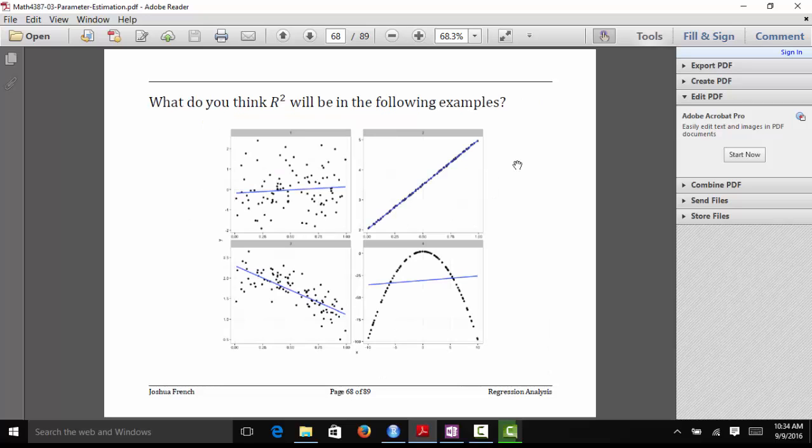So here's some examples of some different data sets that I generated. And my question for you is, what do you think R squared is going to be in these following examples? So with the idea that a small R squared is going to be a poor fit, a high R squared closer to 1 indicates a good fit. So why don't you pause this video for a minute or so, look through these different data sets and see whether you think that R squared is going to be small or large.